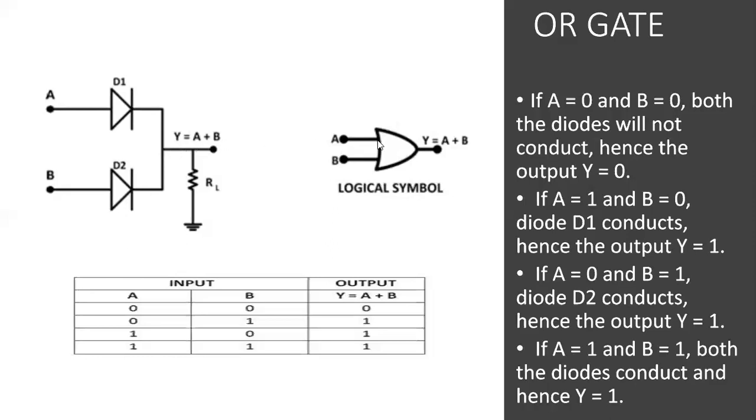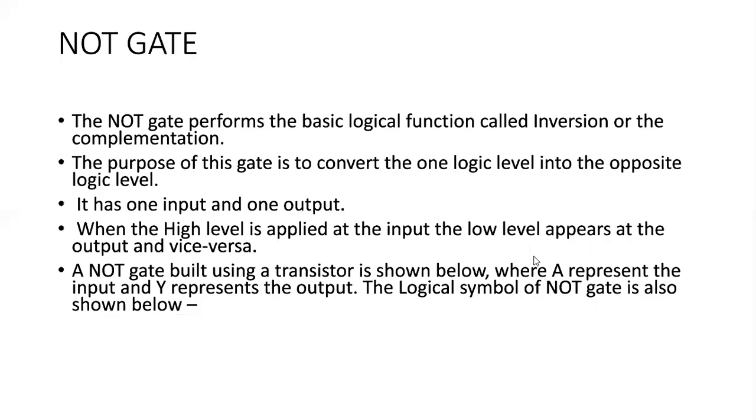So the logic symbol for this OR gate is like this, and the truth table I mentioned with the functioning of this OR gate. For 0 0 the output is 0, and for 0 1, 1 0 or 1 1, it will produce the high output. So coming to the next logic gate, the NOT gate.